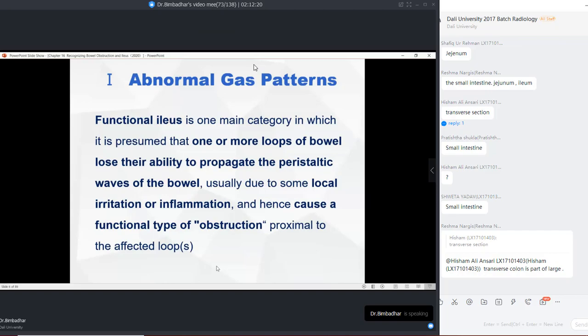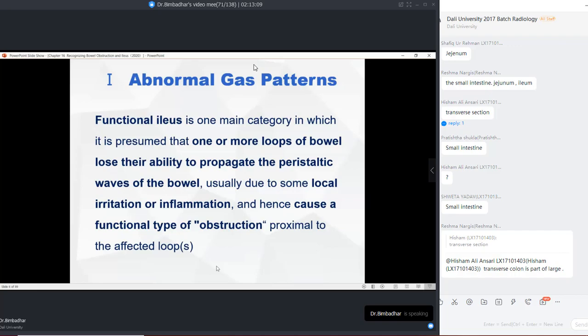Okay, every bowel has valvulae conniventes and loops, right? Haustrations, valvulae conniventes are there, right? Or ileocolic valves are there, right? These are called the loops, and only one or two parts of the loops, a smaller area of the loop, are technically losing their ability to cause peristaltic movement, and this can happen due to excessive irritation or inflammation. So this is called a functional type of obstruction, which is also called non-mechanical obstruction.